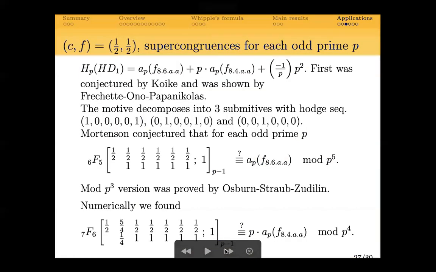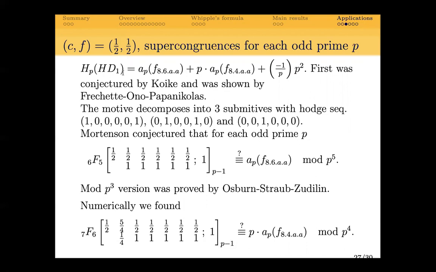So let me get back to the motivation, all right? My motivation is why I was trying to find Galois representations which are highly decomposable. So actually in the literature, the first character sum, corresponding to 1/2, 1/2 on the left-hand side, can be written in terms of 2 p-th coefficients, and the p power was first conjectured by Koike and was shown by Sharon Frechette, Ken Ono, and Matthew Papanikolas. And you can see clearly from the decomposition, the corresponding hypergeometric motive is 5-dimensional and has a decomposition.